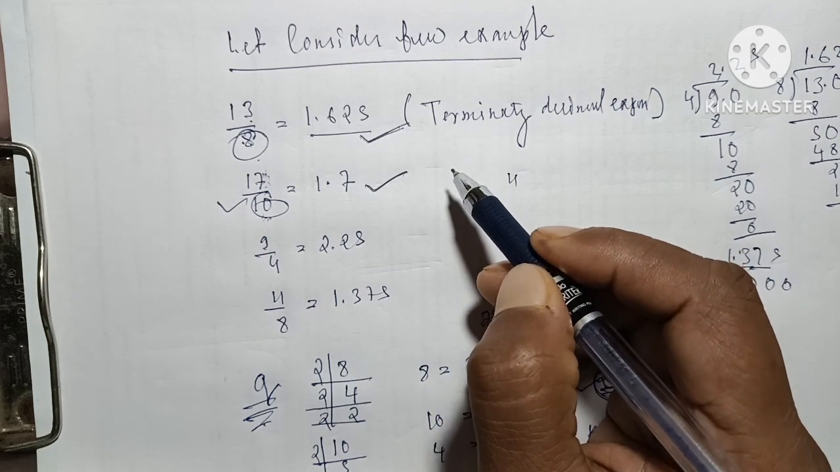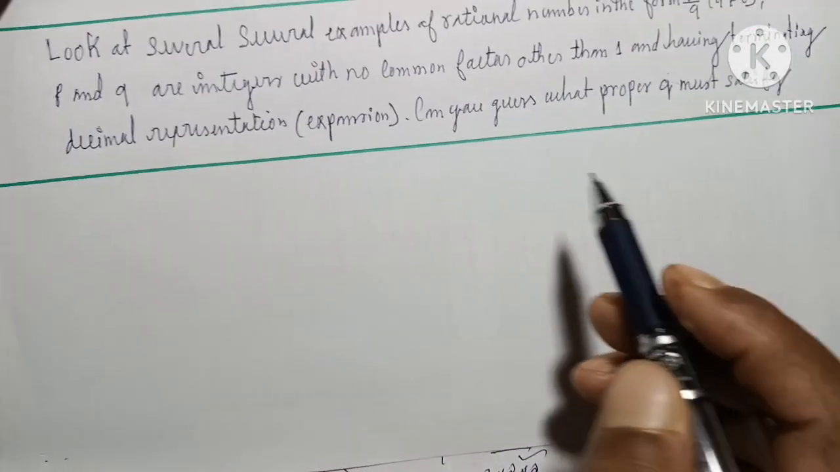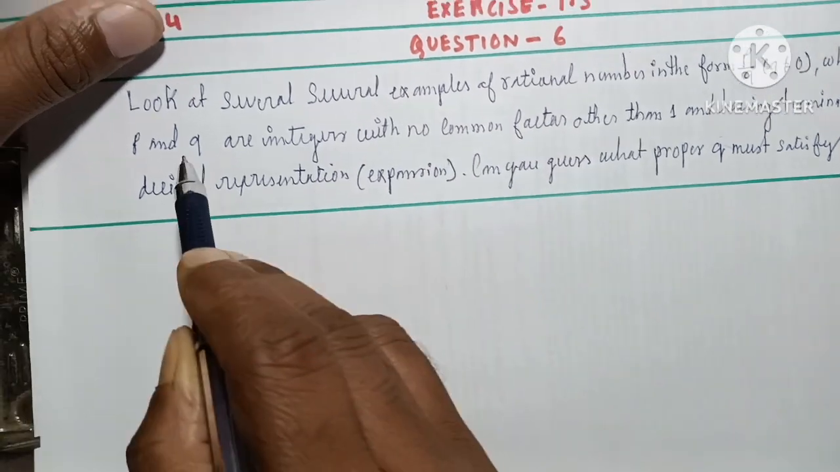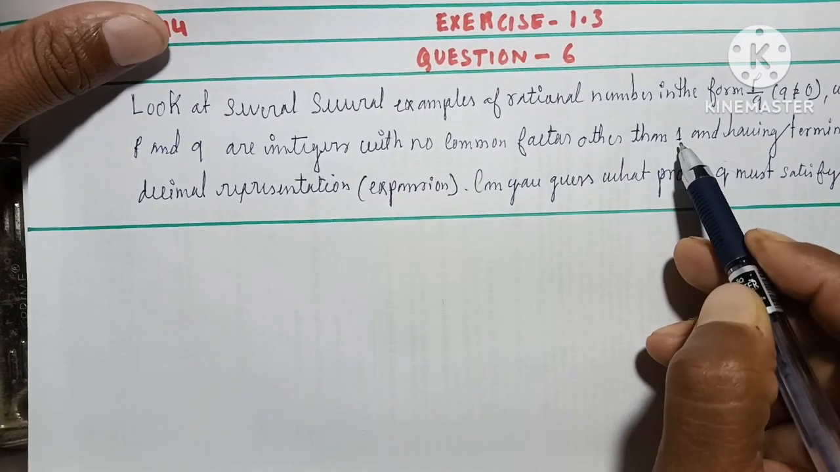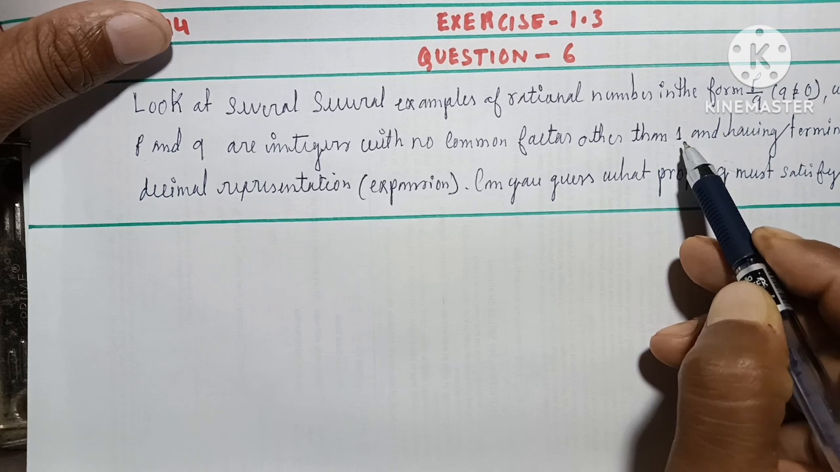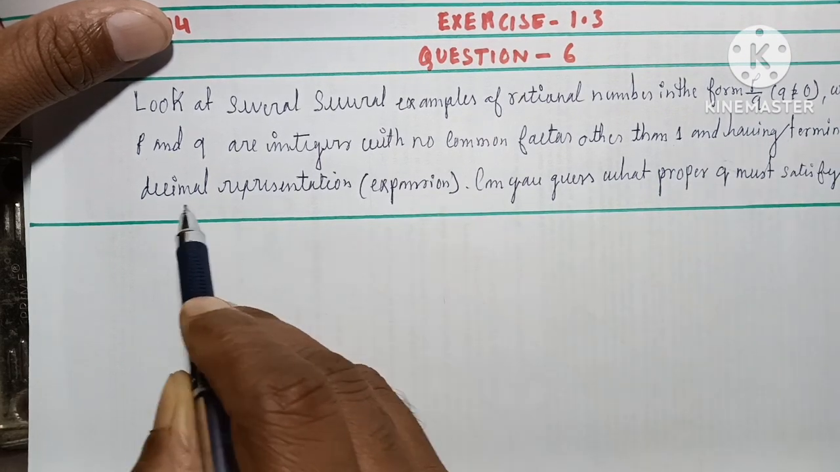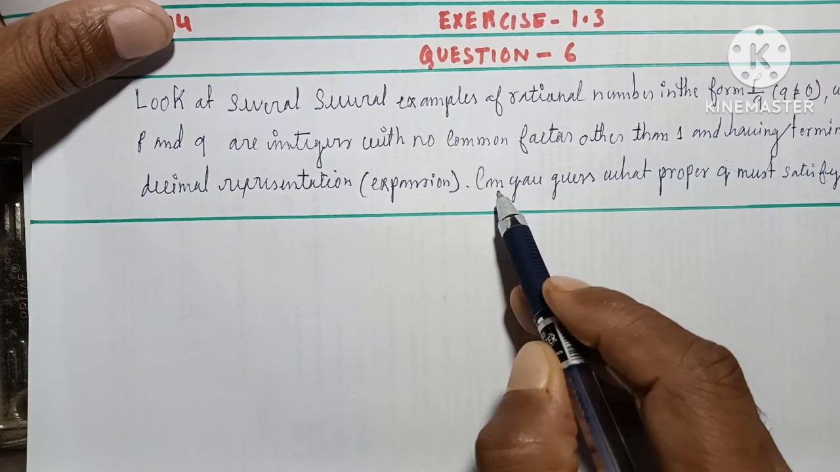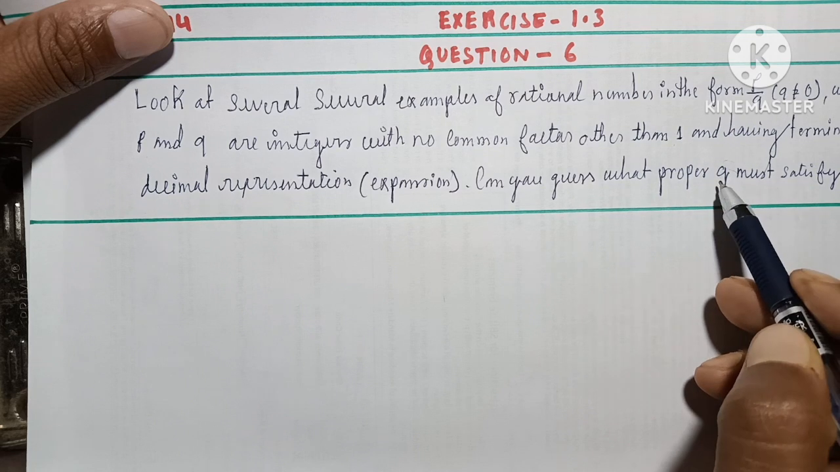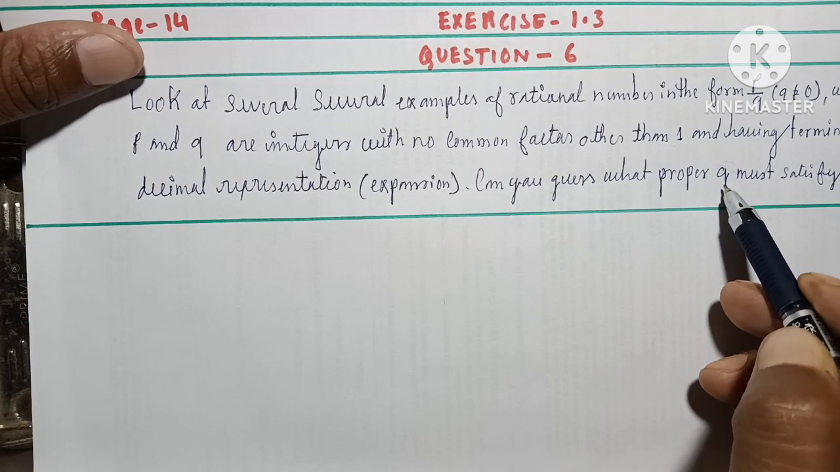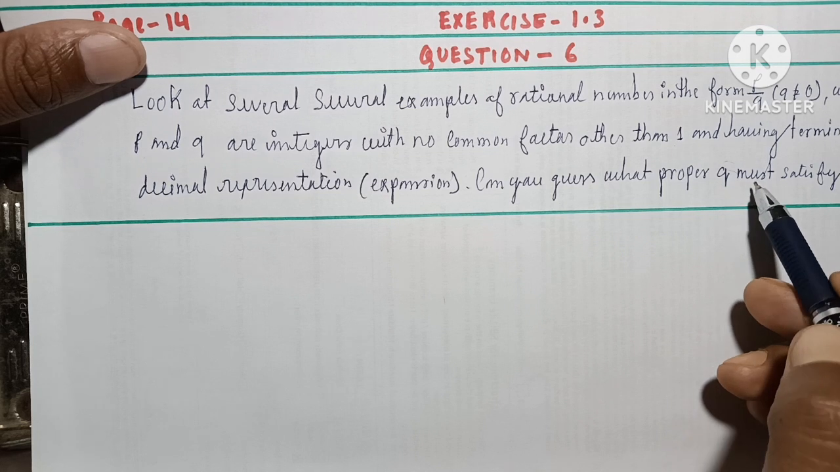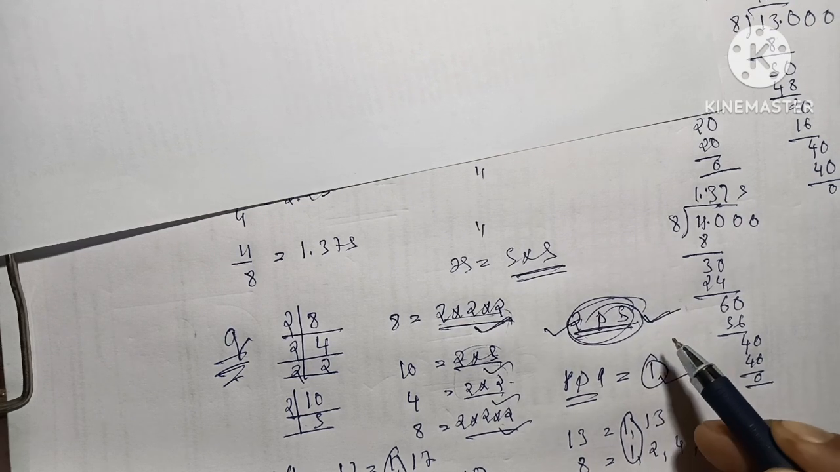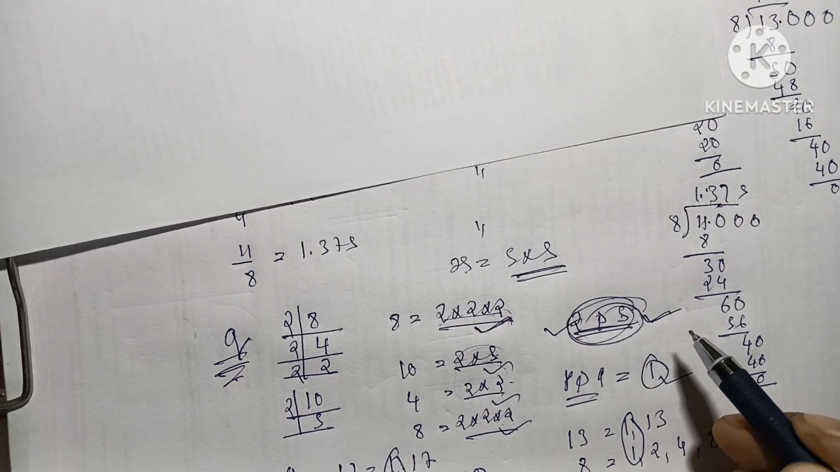Here the question is asked like that. There should be no common factor other than one, which means both P and Q have only one as their common factor, not any other common factor. Next, the decimal expansion should be terminating. We should take care and fulfill these two things. Then, can you guess what property Q must satisfy? Q must satisfy the prime factorization of 2 and 5 or both. Clear? This should be the property: 2 and 5 or both should be satisfied.